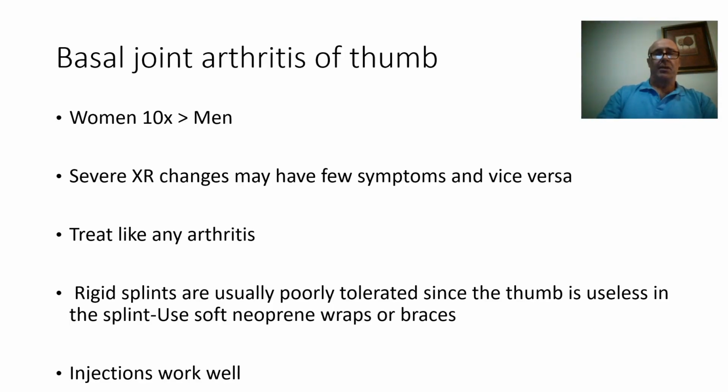X-rays don't really match the symptoms. You may have severe X-ray changes and very few symptoms. Treat it like any arthritic process with your normal conservative treatments. Rest, ice, massage, and non-steroidals. Splints aren't very useful because the thumb is not useful in the splint, and the patients can't function with one hand. And injections are the mainstay of treatment for this condition.